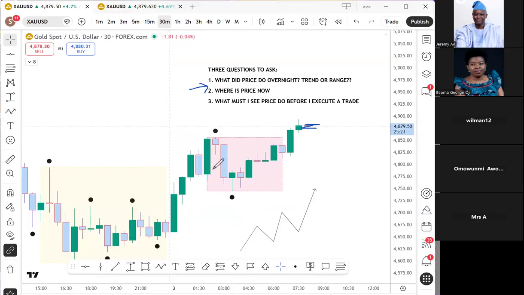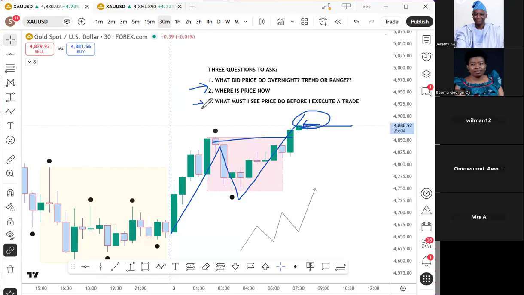You can just say, okay, this is the beginnings of a trend, right? I can see a break of structure right here, and then prices are this high now. So you can mark even the number, 4880. This is gold. Okay. 4880 there.